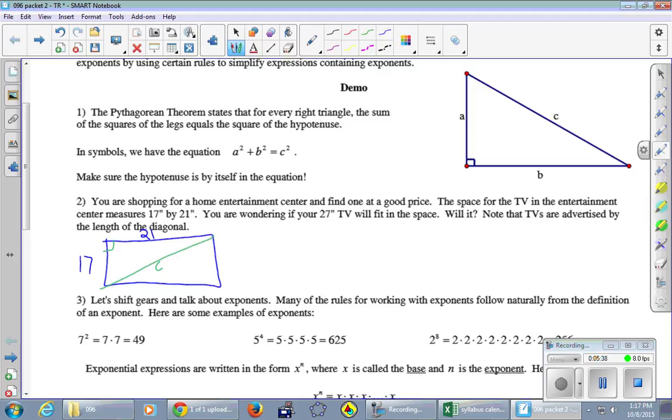And now we're going to use this most famous of equations. A squared plus B squared equals C squared. 17 squared plus 21 squared equals C squared. We're just calling it C.